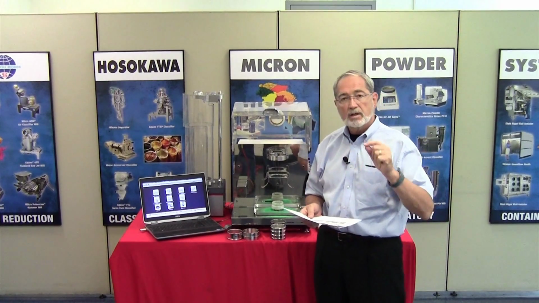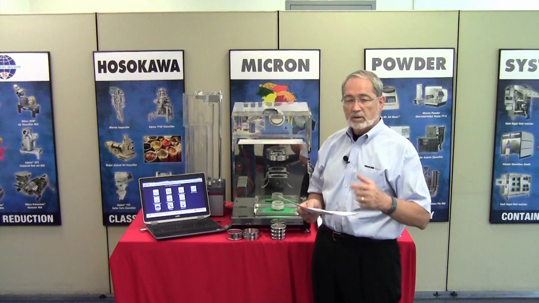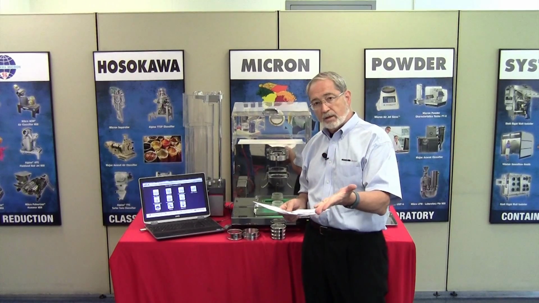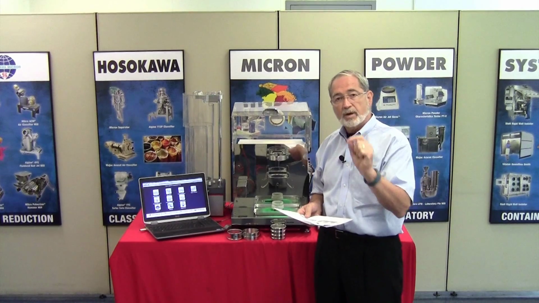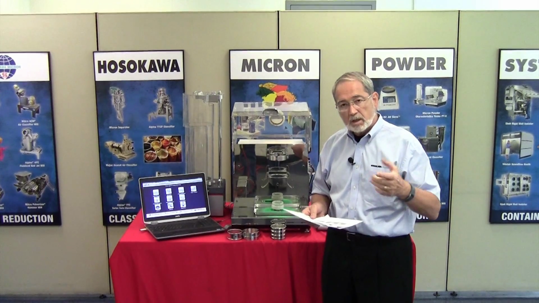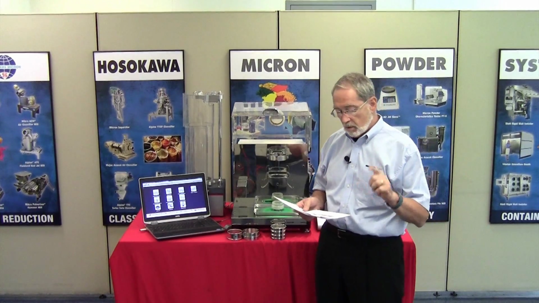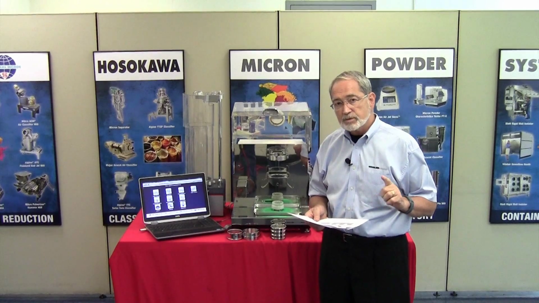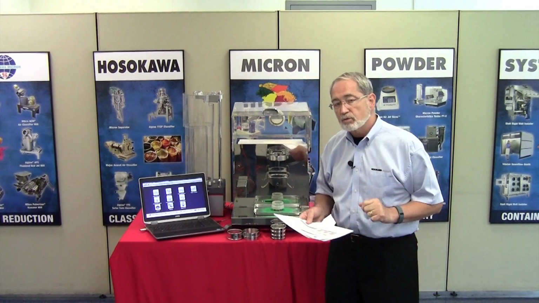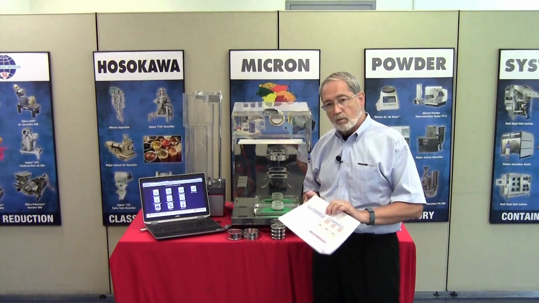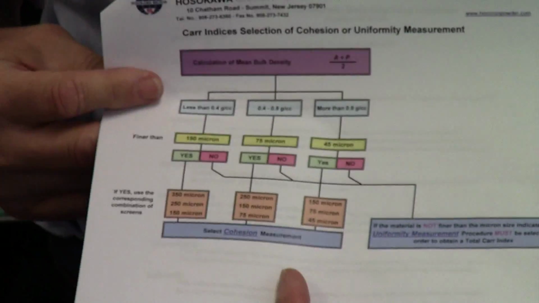Cohesion relies on the mean bulk density of the sample. What is the mean bulk density? It is the aerated and the packed densities added together and divided by 2, and that's my mean bulk density. In Carr's test method, he's defined 3 levels. The first level is less than 0.4 grams per cc. The next is between 0.4 and 0.9. And then there's greater than 0.9 grams per cc. I'm referring here to a chart that will simplify those values.